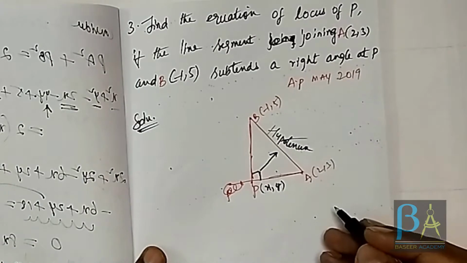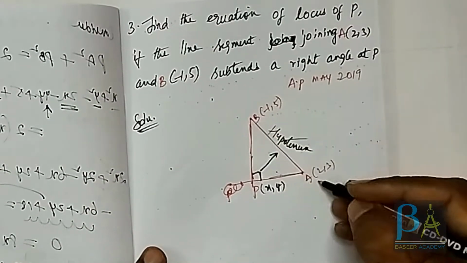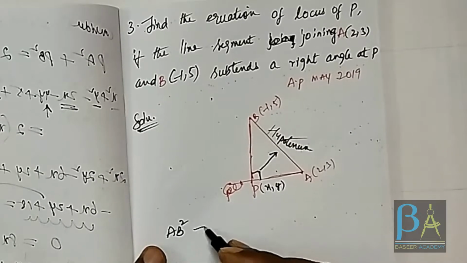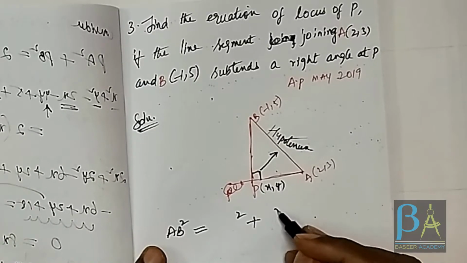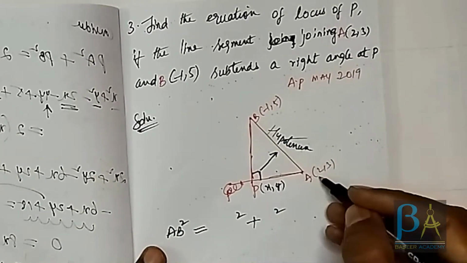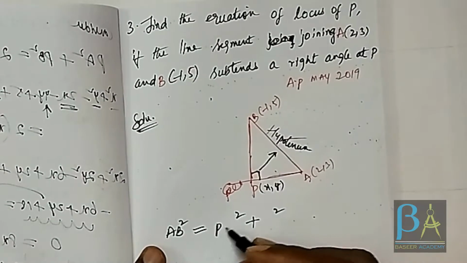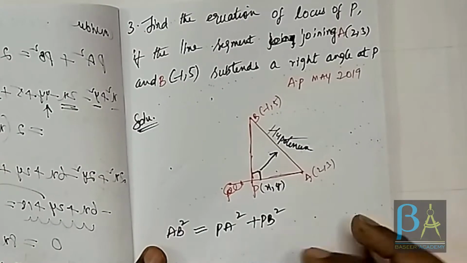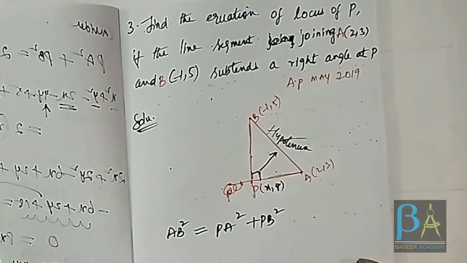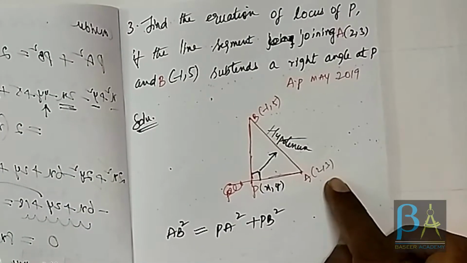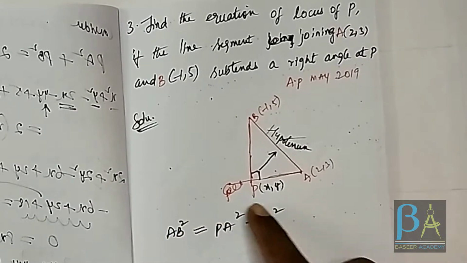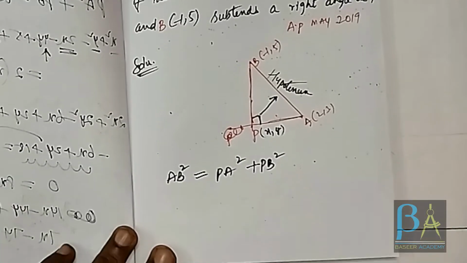Let us use the Pythagoras theorem. It says that the square of the hypotenuse, AB, is equal to the sum of squares of the other 2 sides. What are the other 2 sides? The other 2 sides are PA and PB. So this is the condition that I have now. Let me first find out what AB square is, then PA square, and then PB square, and then we'll substitute the values of AB square, PA square and PB square here.